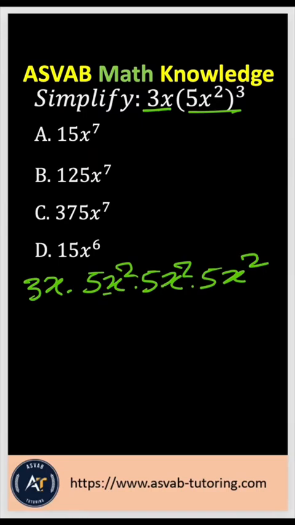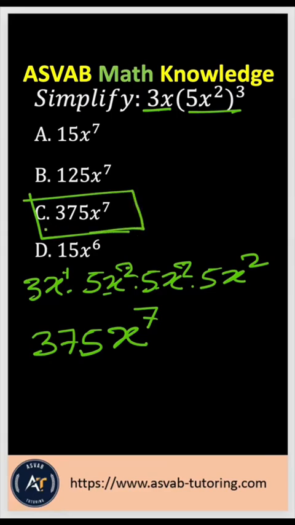So 5 times 5 is 25, times 5 is 125, times 3. So that gives you 375. Now the x exponents: 1 plus 2 is 3, plus 2 is 5, plus 2 is 7. So that gives you x to the power 7. With that, the correct answer is option C.